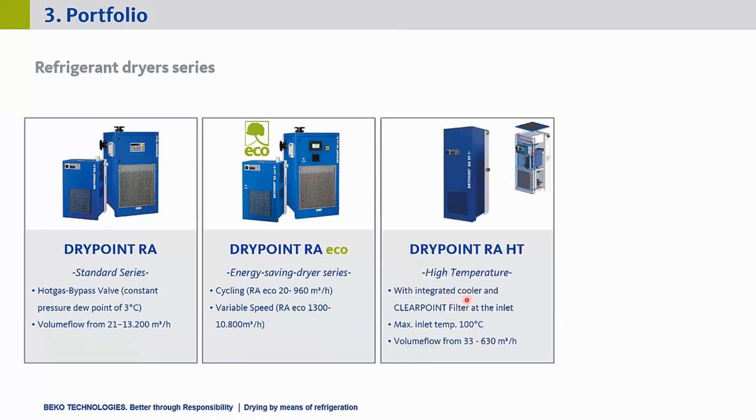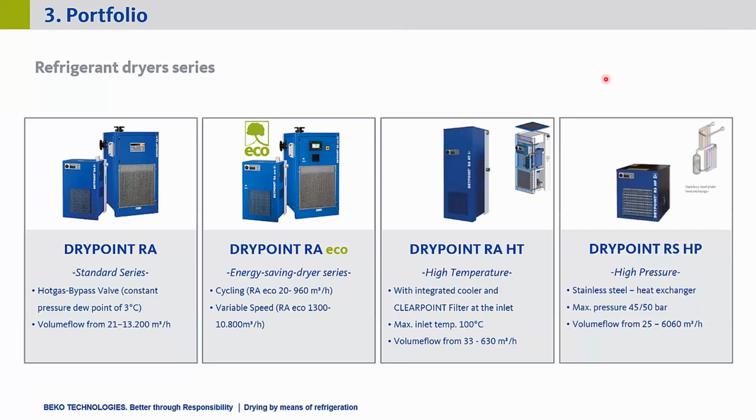So the third thing we have is the RA high temperature, which is just an RA dryer with a cooler in front and also with a clear point filter in front, so that maximum inlet temperatures are possible to go up to 100 degrees Celsius.